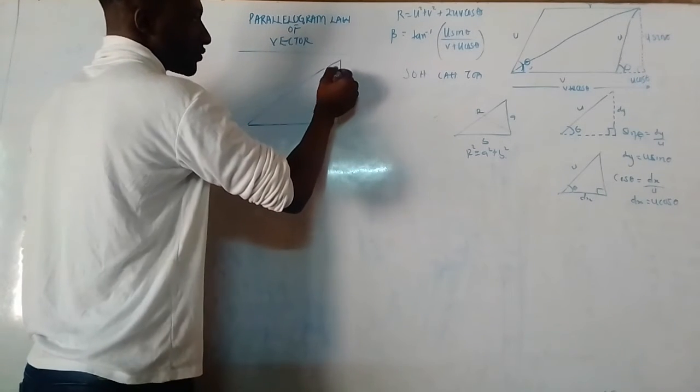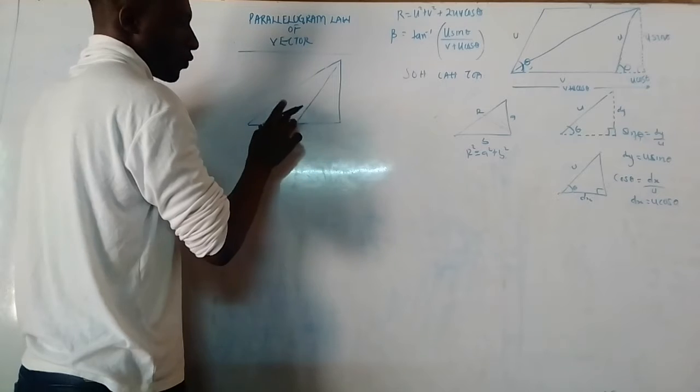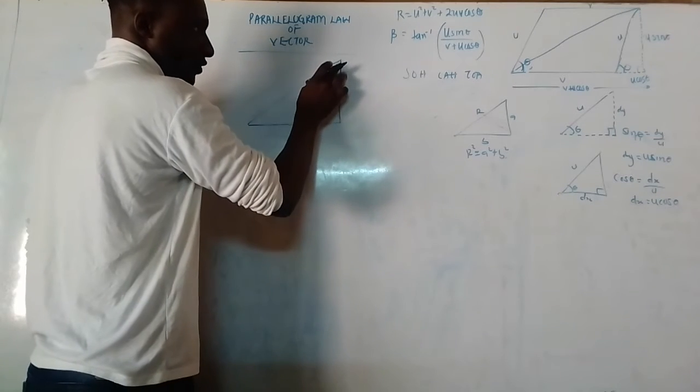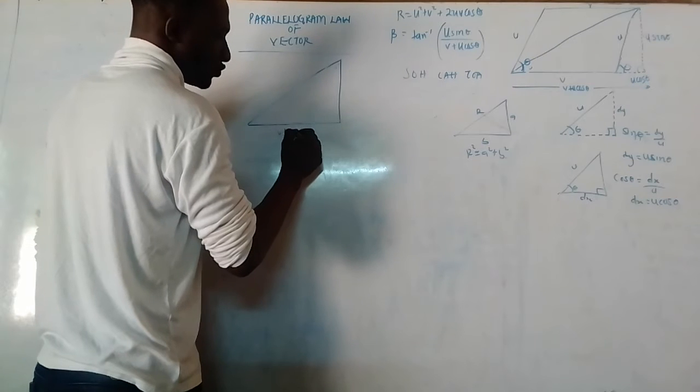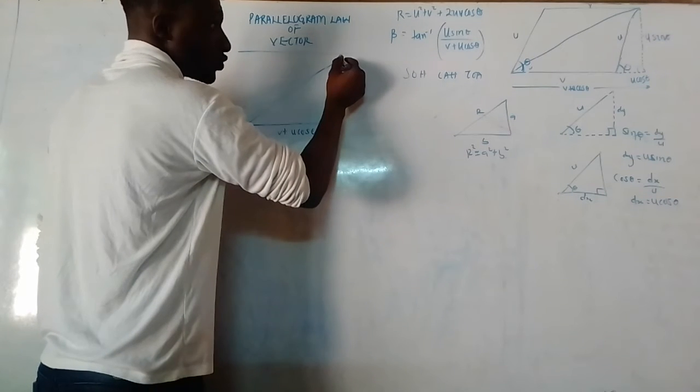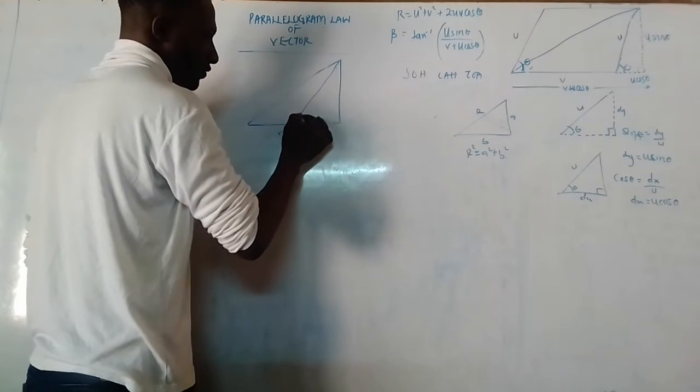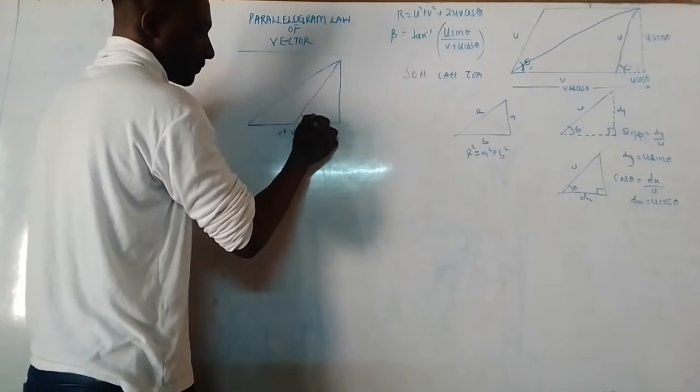Then there was an additional shape, but we are not concerned about this one now. We're going to add it. This whole place becomes V plus U cos theta. Let me put it so some of you won't get confused. I'll call this place theta, right?